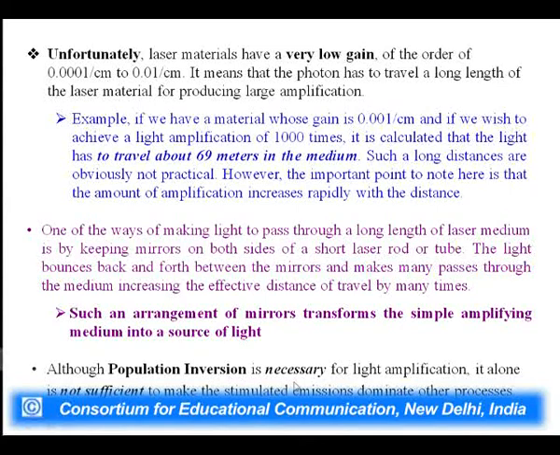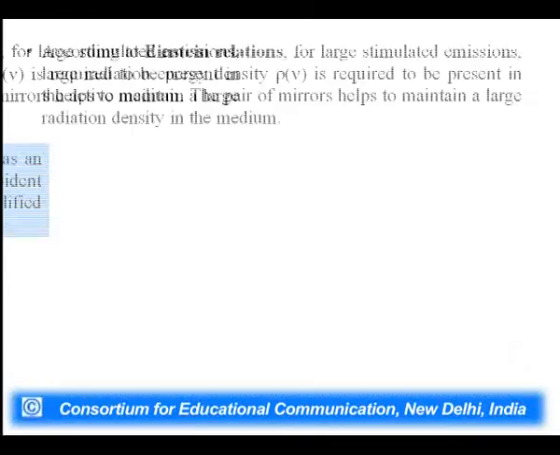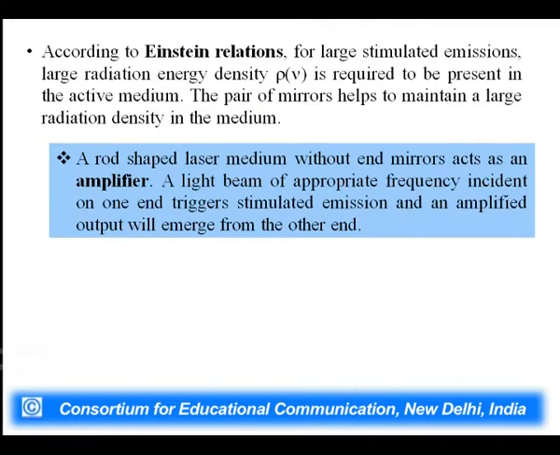Although population inversion is necessary for light amplification, it alone is not sufficient to make stimulated emission dominate over the other processes. According to the Einstein relation, a large stimulated emission, that is a large radiation energy density, is required in the active medium. The pair of mirrors helps to maintain a large radiation density in the medium.